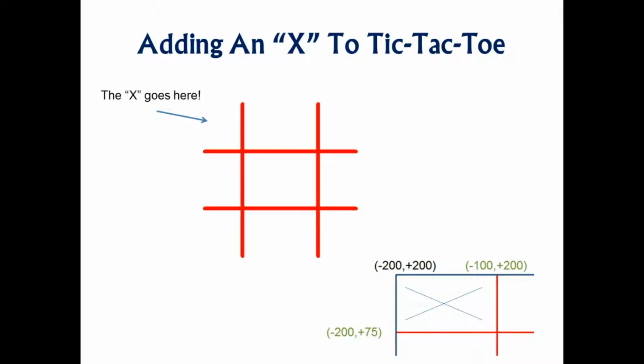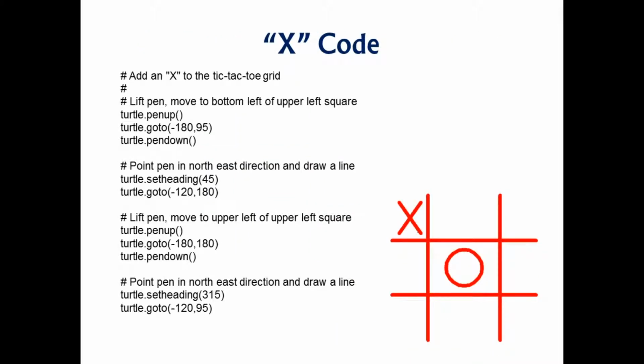2 lines, right? And they have to cross, right? In the upper left-hand corner. So we sort of know the coordinates that we're dealing with here. So it can't be that hard to do. So let's take a look and see what this X code is going to look like. Oh my gosh, that looks like a lot of code.